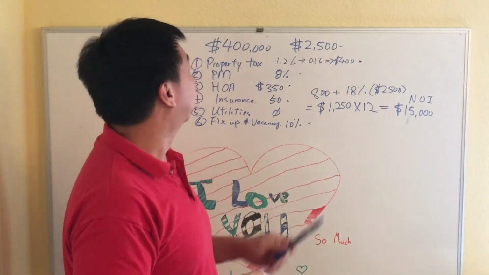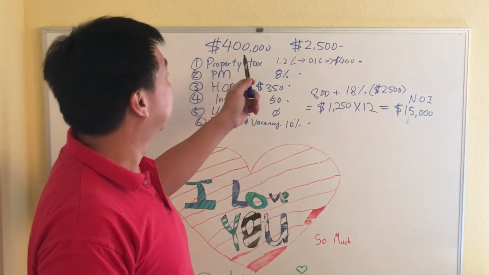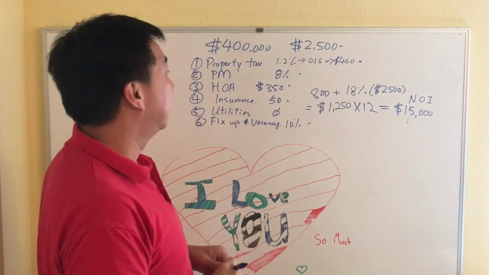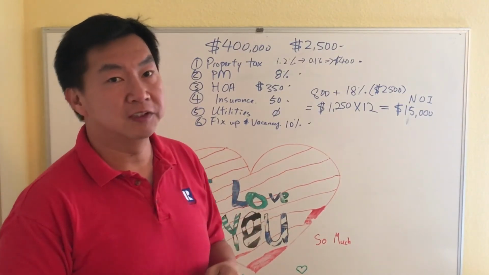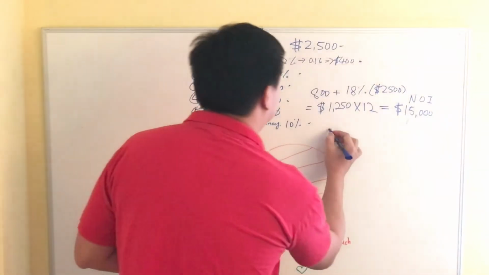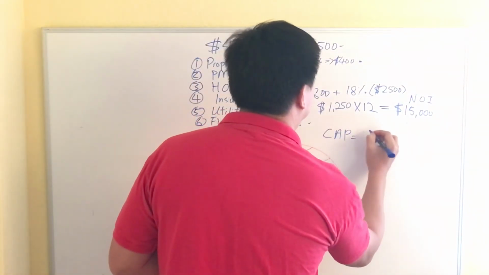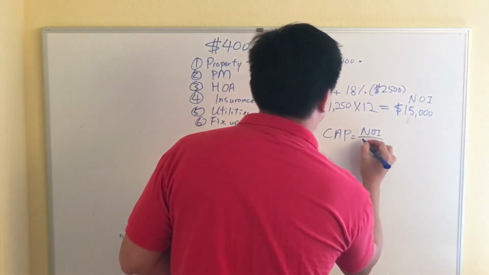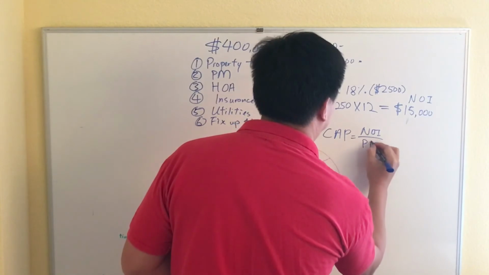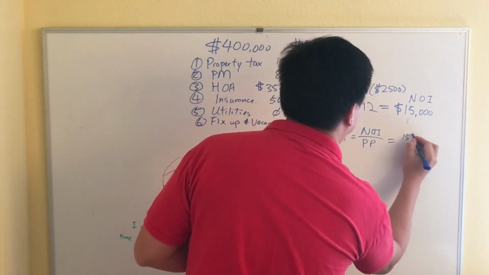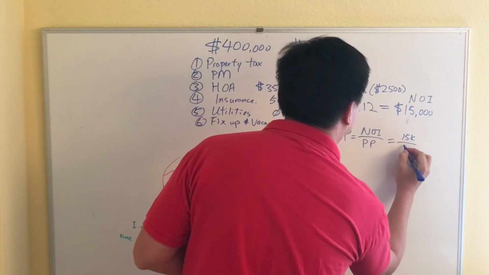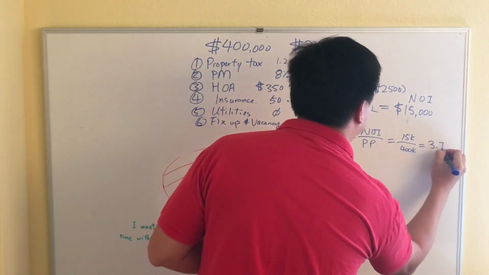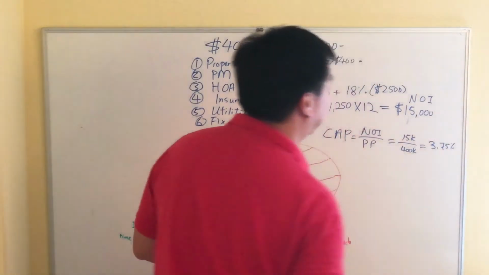So from that, everybody wants to know what their return on investment is. In real estate terms, it's called a cap rate, CAP. It equals NOI over purchase price, right? So that equals 15,000 over 400,000, which equals 3.75%.